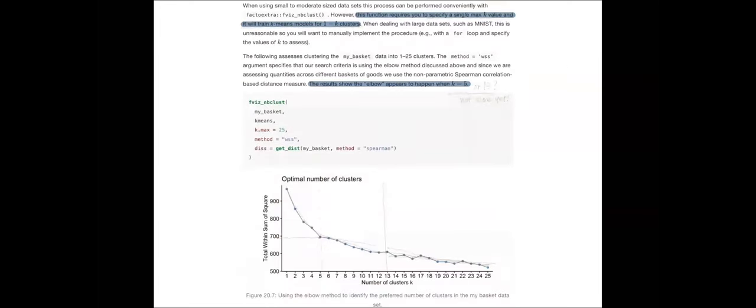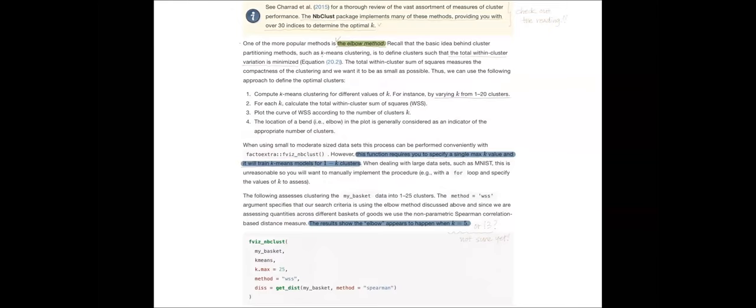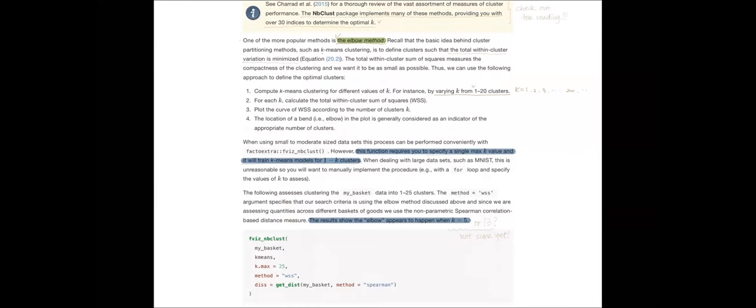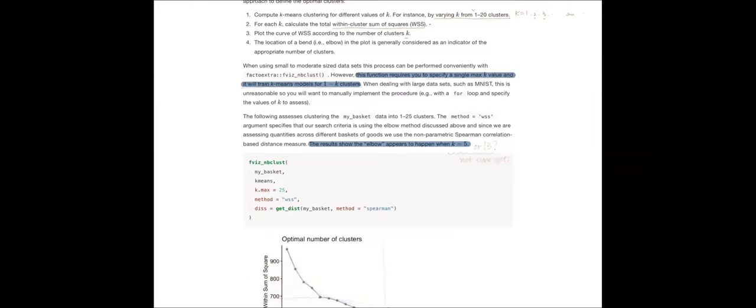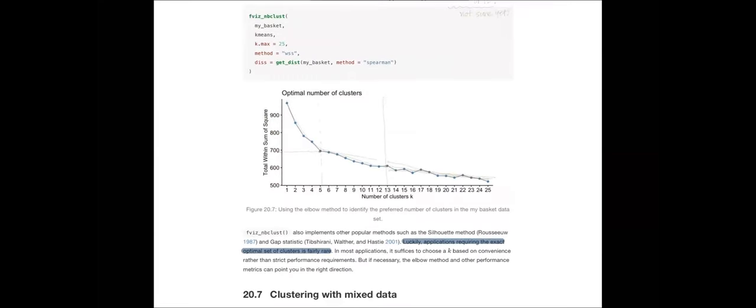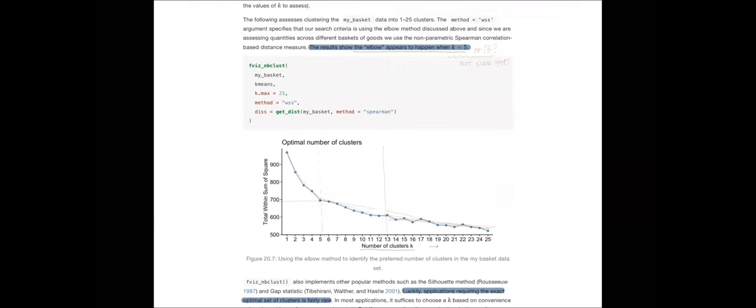So what we can do is iterate over the number of clusters, like K is 1, 2, 3, etc., or 20, or maybe more, depending on the data set. And we keep calculating the within-cluster sum of squares. We try K equals 2, K equals 3, etc., and keep iterating this process. Then we get this clustering result. The X axis is the number of clusters K as it increases, and the Y axis represents the total within sum of squares. Here, it says the elbow appears to happen when K is 5.